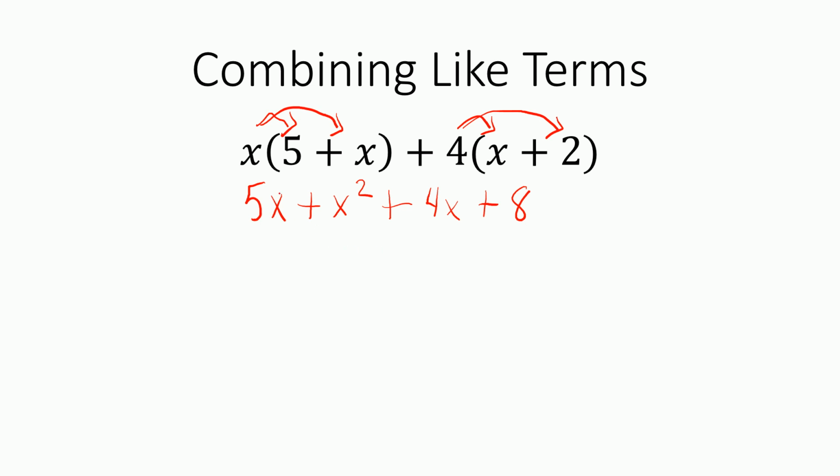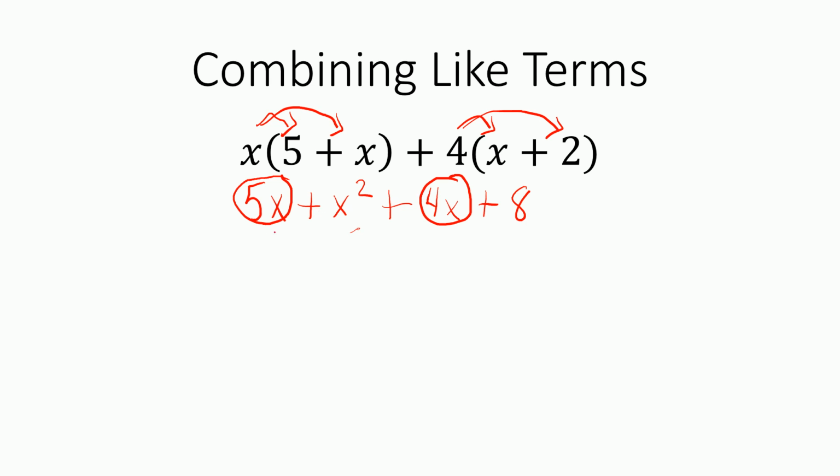Which means that if I'm going to combine like terms, in this case our like terms are 5x and 4x. There's no other x squared term, and there's no other numbers to combine with either the x squared or the 8. So we're going to ignore those, and we're going to combine just the 5x and the 4x.